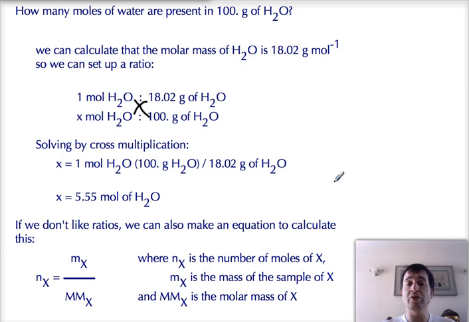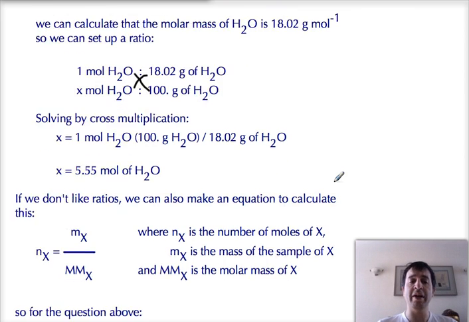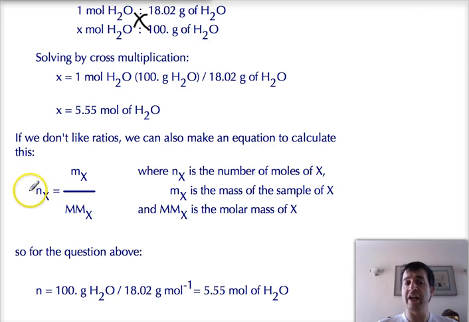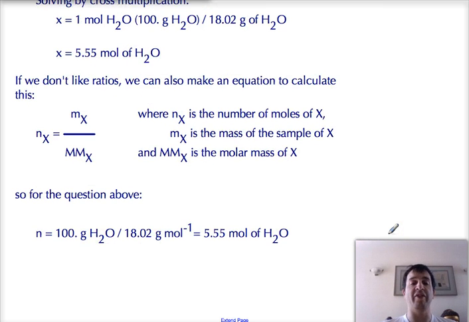If you don't like doing ratios, not a problem. There's also a nice little formula that you can remember. The number of moles, symbolized by n sub x, is equal to the mass of the sample, m sub x, divided by the molar mass of the substance, symbolized by MM sub x. So if we want to know how many moles there are in 100 grams of water, the sample is 100 grams, the molar mass of water is 18, and when we divide, we get the number of moles, n, which is 5.55 moles.